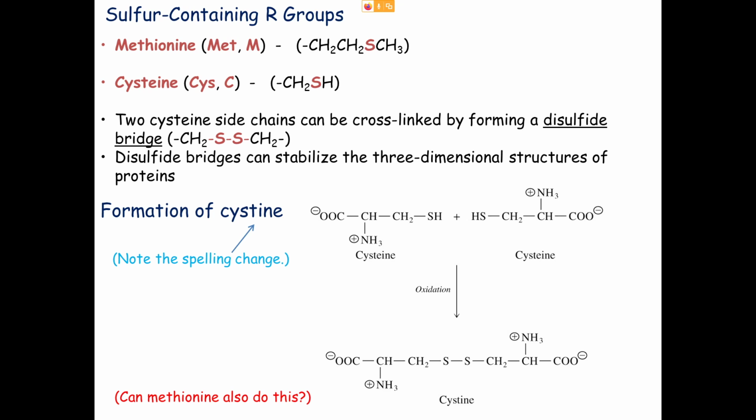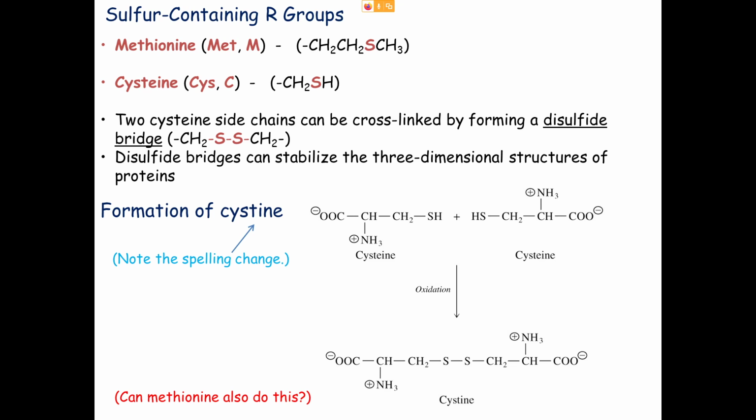So looking at the structure of methionine, why can't we form a disulfide bond with methionine? The CH3 in the way? Sorry, I couldn't hear you. The CH3 in the way? Yeah, there's a methyl group in the way.